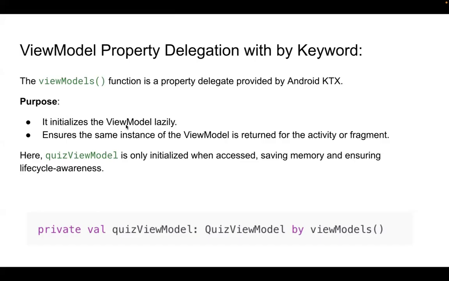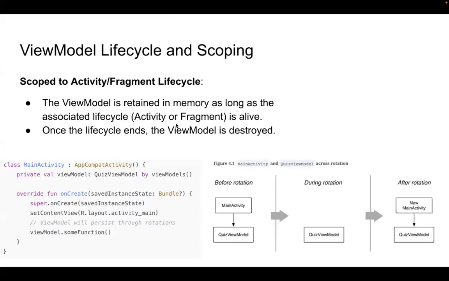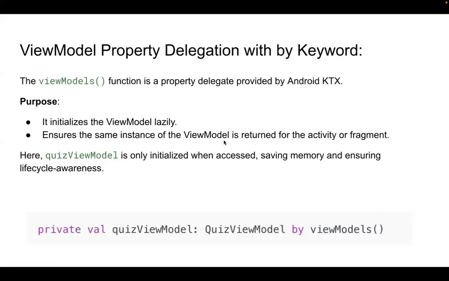It initializes the view model lazily, right? So what does that mean? It just means that when you initialize a view model, you just say by viewModels, right? And this will not appear in memory unless it's used here. When you call viewModel dot some function, then it's retained in memory as long as the associated activity is alive. So it only starts here, right? It's initialized here in a lazy way. If you had watched any of the LinkedIn videos, then they will tell you more about this lazy initialization. It ensures the same instance of the view model is returned for the activity or fragment.